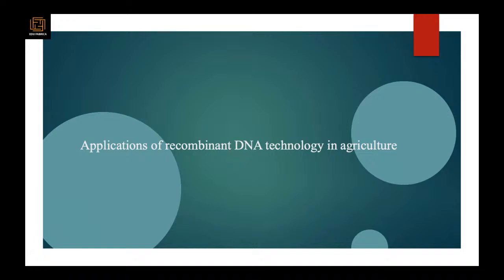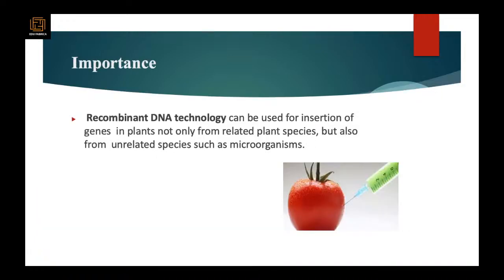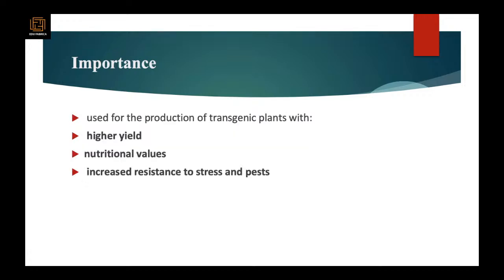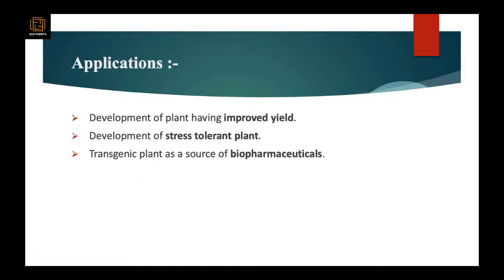Now comes its application in agriculture. Recombinant DNA technology can be used for insertion of genes into plants, not only related plant species but also unrelated species such as microorganisms. So they are used for production of transgenic plants with higher yield, nutritional values, increased resistance to stress and pests. Development of plants having improved yield, development of stress tolerant plants, transgenic plants as a source of biopharmaceuticals.